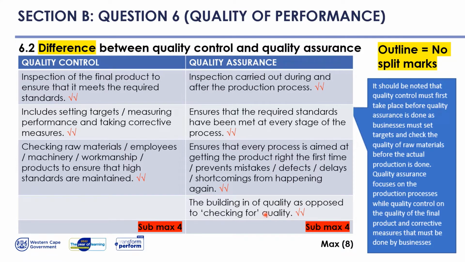Now, an important note there is that it should be noted that quality control must first take place before quality assurance is done, as businesses must set and check quality of raw materials before the actual production is done. Quality assurance then rather focuses on the production processes, while quality control focuses on the quality of the final product and corrective measures that must be done by businesses. So please take note of that point over there.